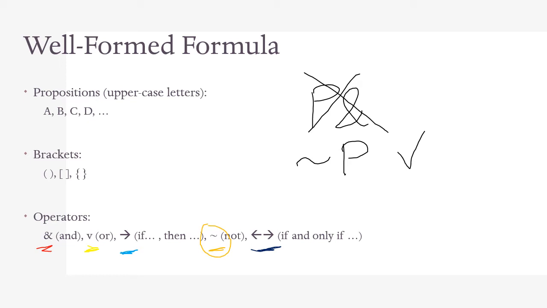Now, the tilde will always go on the left side of something, so you'll never see it on the right or anything else associated with it. Tilde is always on the left. But remember that the tilde can be attached to a single letter, but none of the other operators can be attached to single letters.